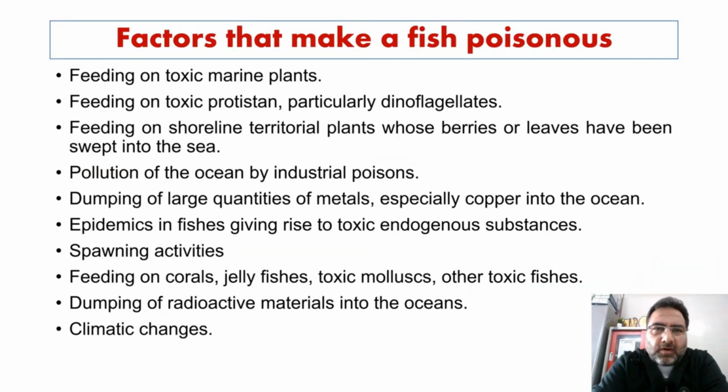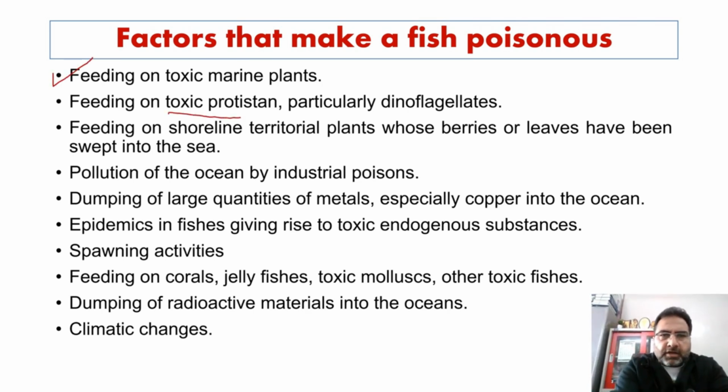So let us talk about the factors that make fish poisonous. What are the causes which make a fish poisonous? There are many factors, and some of the important ones are listed here. For example, feeding on toxic marine fishes. When some toxic marine fishes are eaten by a fish, that fish also becomes poisonous.